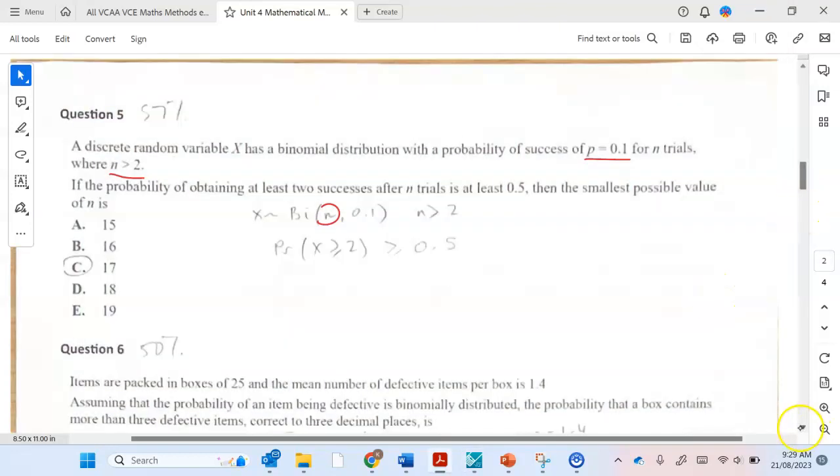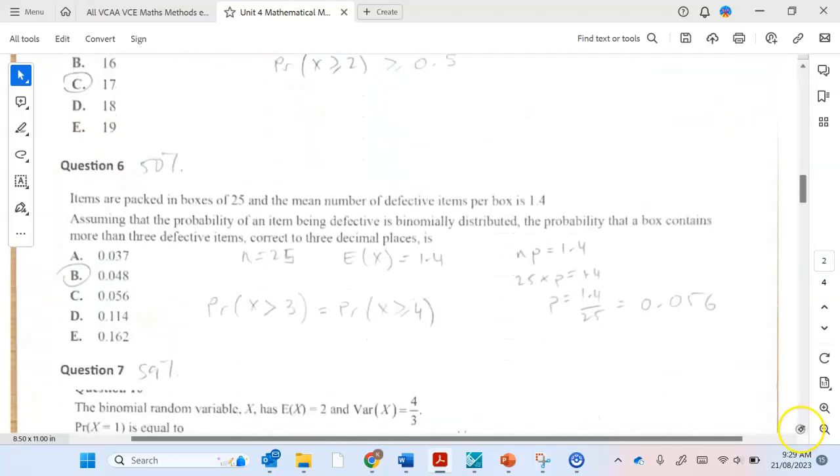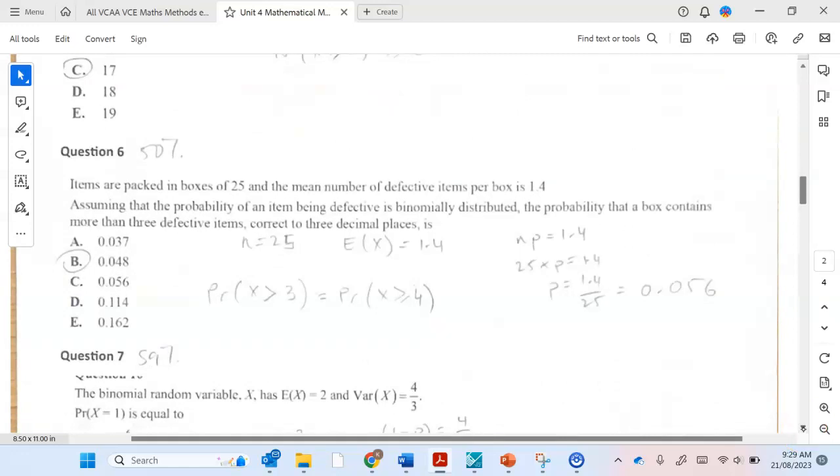Scrolling along. All right, question 6, maybe another hard one, 50%. Items are packed in boxes of 25 and the mean number of defective items per box is 1.4. Assuming that the probability of an item being defective is binomially distributed, the probability that a box contains more than 3 defective items, correct to 3 decimal places, is. I just read through that question, even though I chose all these questions because they're to do with the binomial distribution, but reading through, I have to make sure it is a binomial distribution.